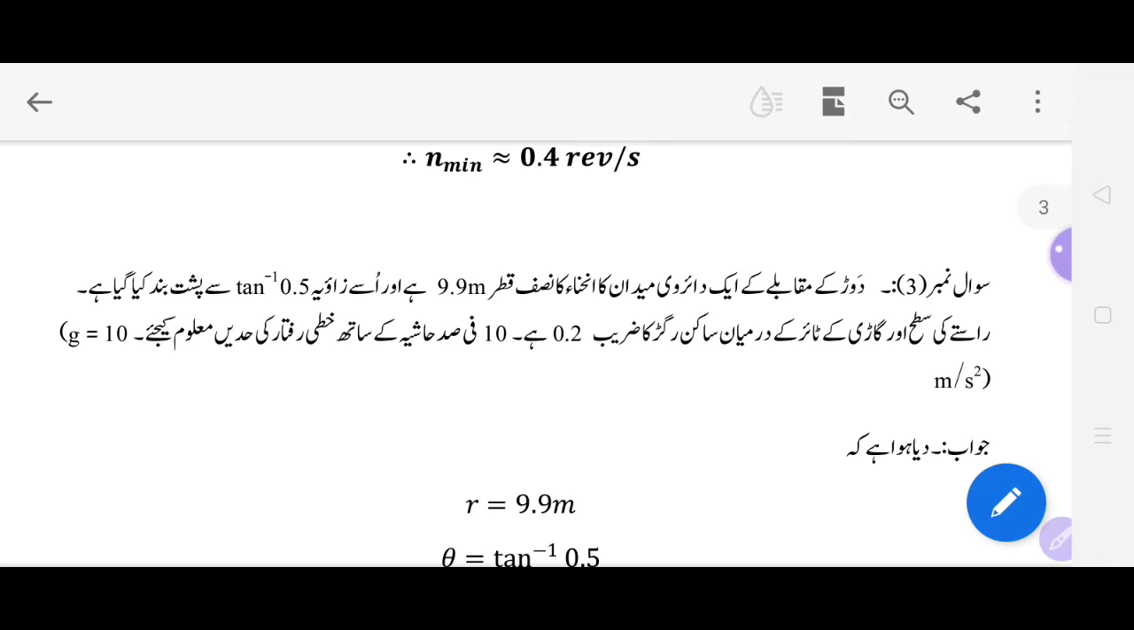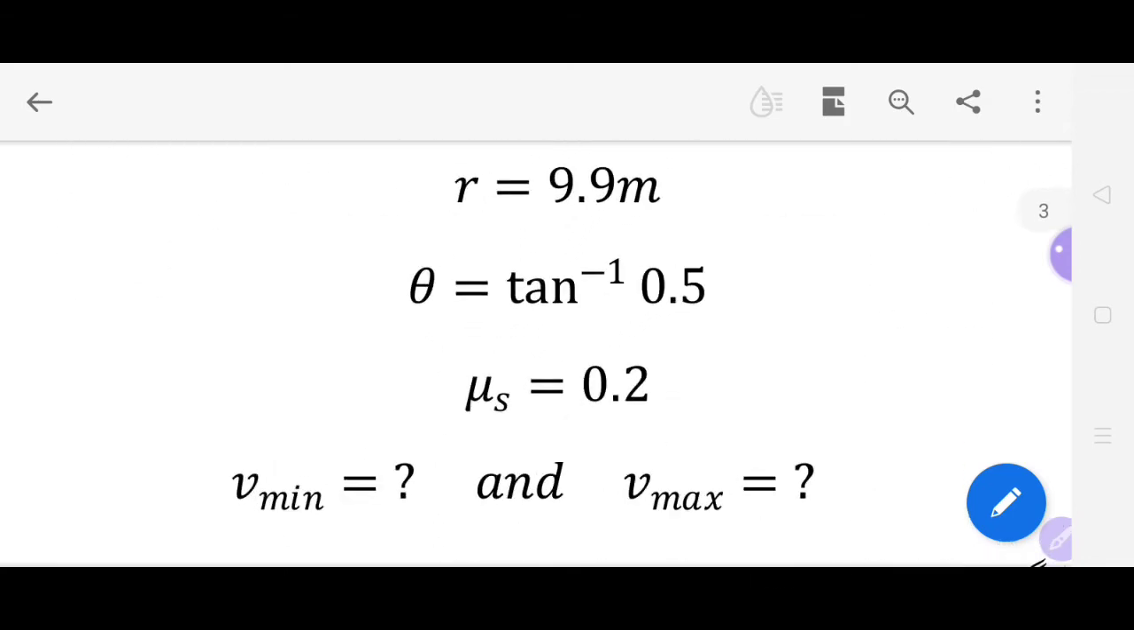Okay. So in this problem, it is given that radius of curvature is 9.9 meter, and theta, means angle of banking, is tan inverse 0.5. In addition to this, the coefficient of static friction is 0.2. From the values of theta and mu s, it is very clear that this is the case of a banked road with friction. Here we have to calculate the values of lower speed limit and the upper speed limit for the maximum safe velocity, most safe velocity.